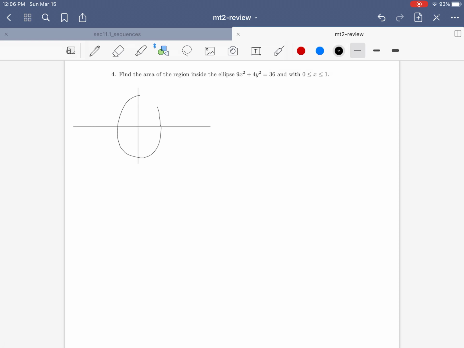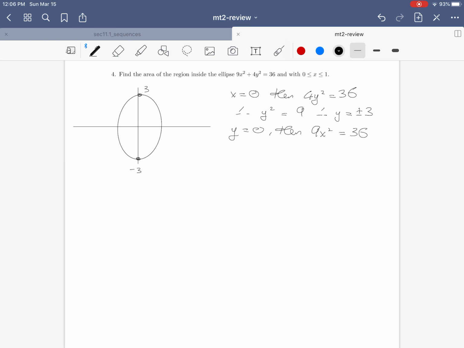when x is 0, so let's work this out. If x is equal to 0, then 4y squared is equal to 36. So therefore, y squared is equal to 9. So therefore, y is equal to plus or minus 3. So that's this point here and this point here. And when y is equal to 0, then we have 9x squared is equal to 36. So therefore, x squared is equal to 4. Therefore, x is equal to plus or minus 2.